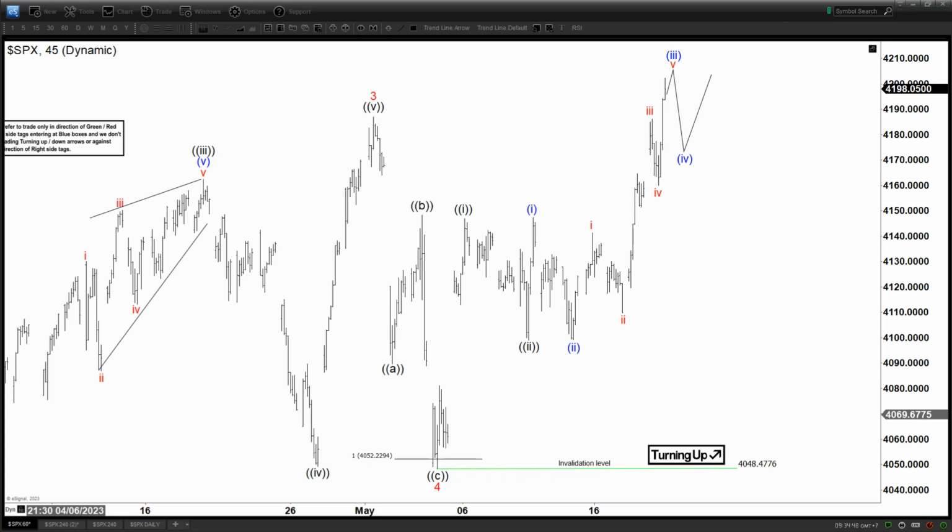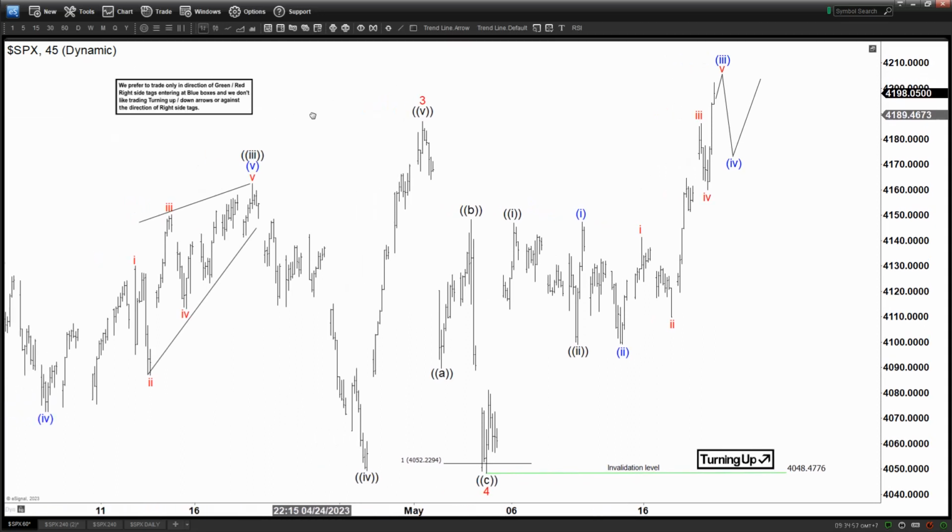So today is Friday, May 19. The time is 2:30 a.m. GMT. Today we're going to be looking at the chart of the S&P 500. This is S&P cash 45 minutes time frame. This is not the future, by the way, so it's only open when the market is open.